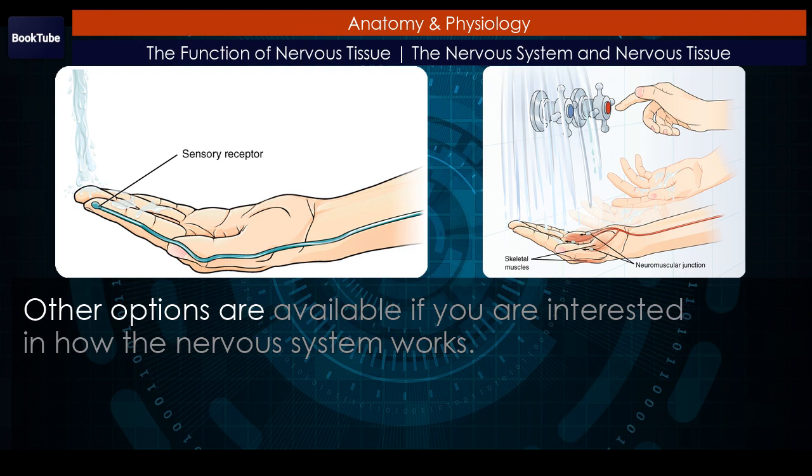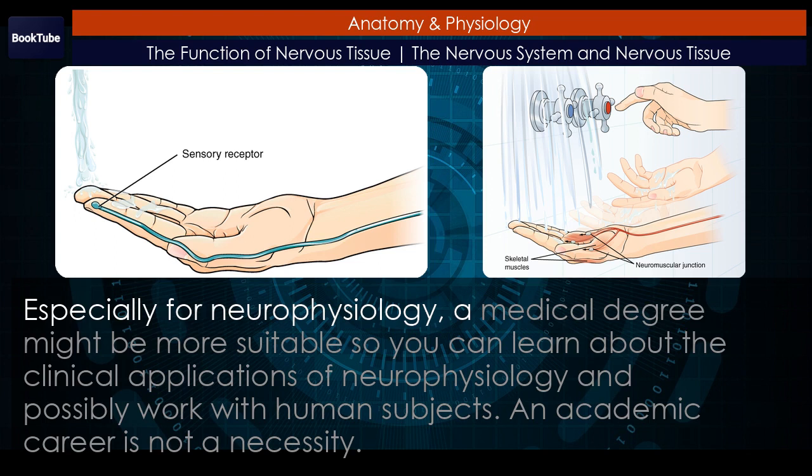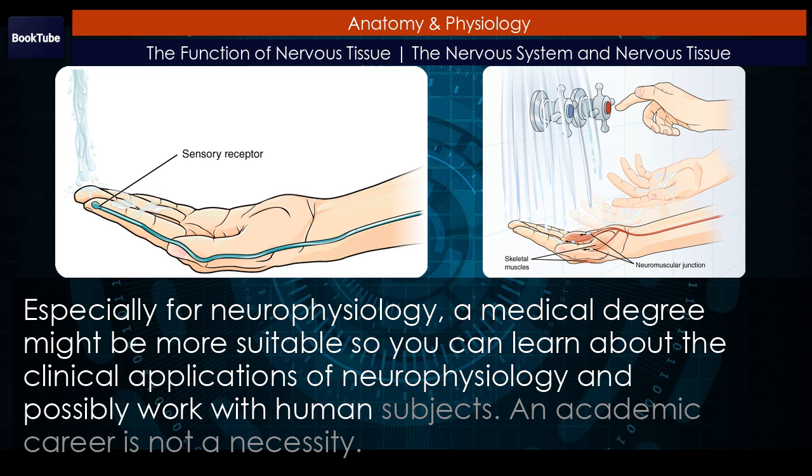Other options are available if you are interested in how the nervous system works. Especially for neurophysiology, a medical degree might be more suitable so you can learn about the clinical applications of neurophysiology and possibly work with human subjects. An academic career is not a necessity.